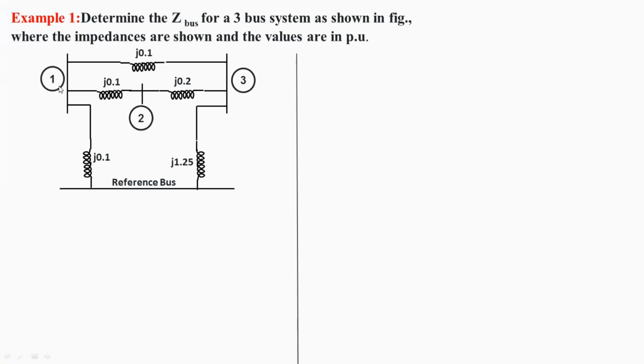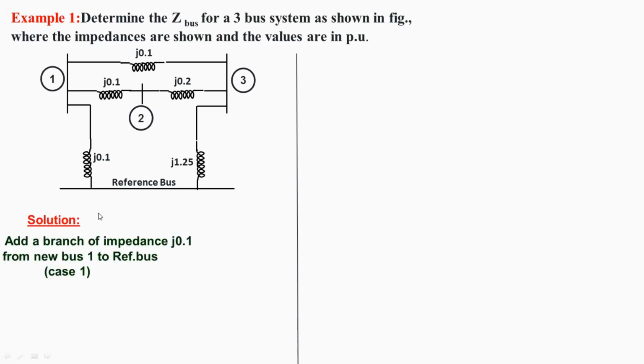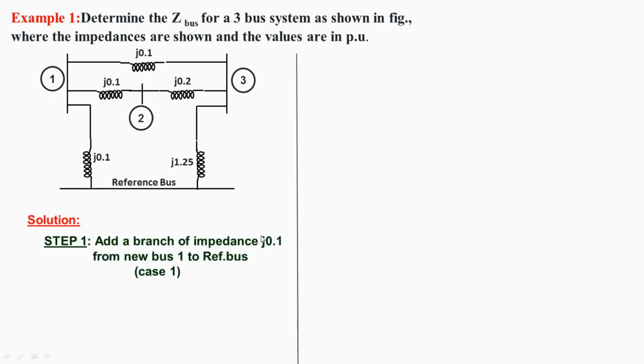First step, add a branch of impedance j0.1 from the new bus 1 to the reference bus. This bus is added for the very first time in the first step, so it's called a new bus. Again, draw the equivalent circuit.